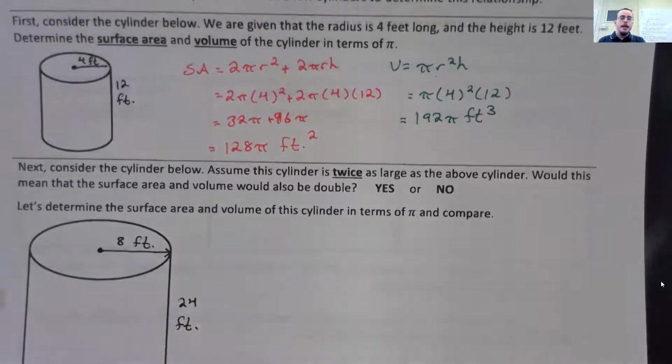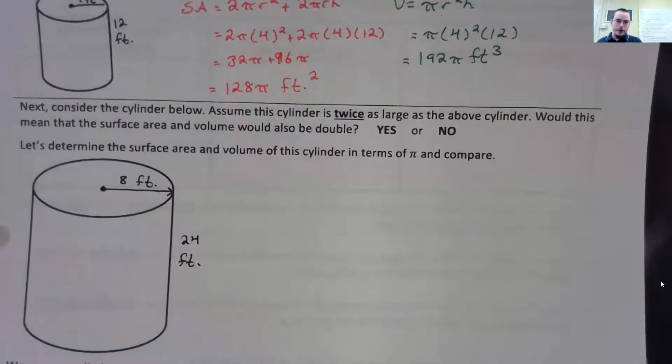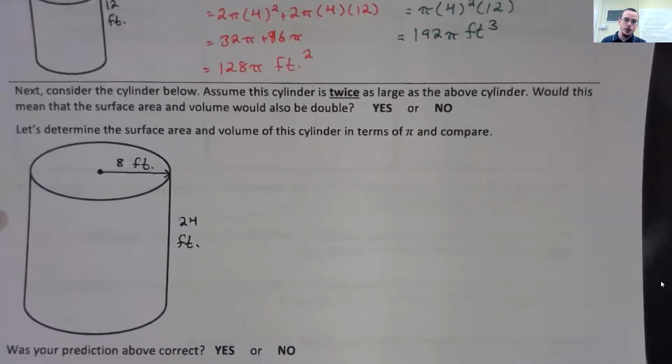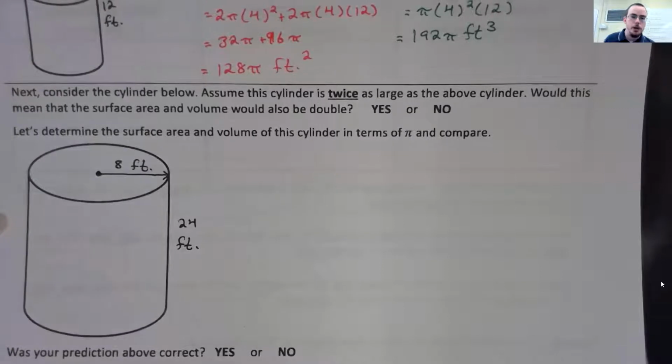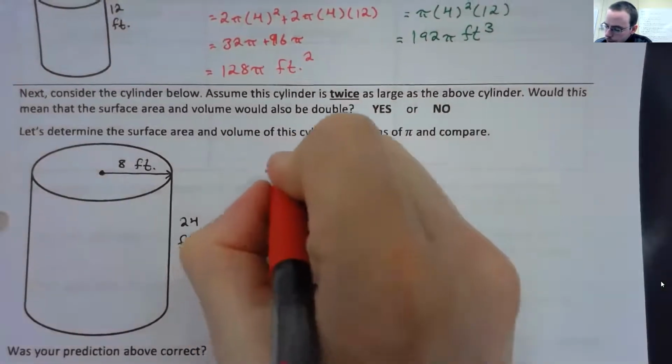I want you to think for a second. If the cylinder is twice as large as the above cylinder, would that mean that the surface area and volume would also double? You can think on that for a second. So let's check and see. We're going to find the surface area and volume of this cylinder.